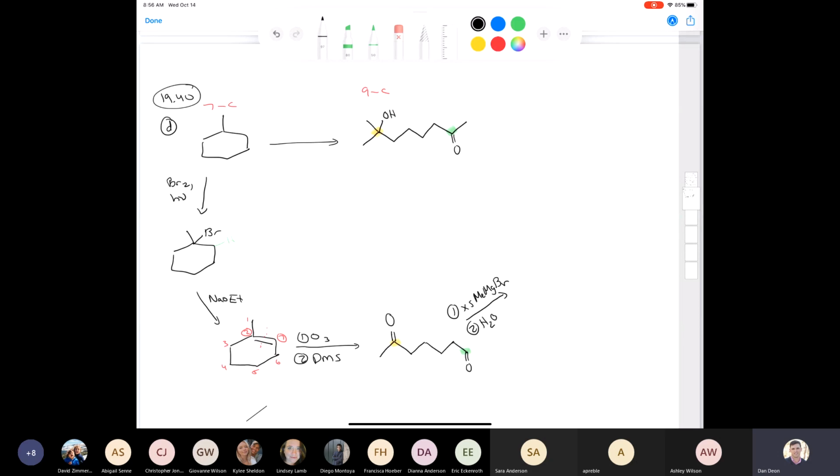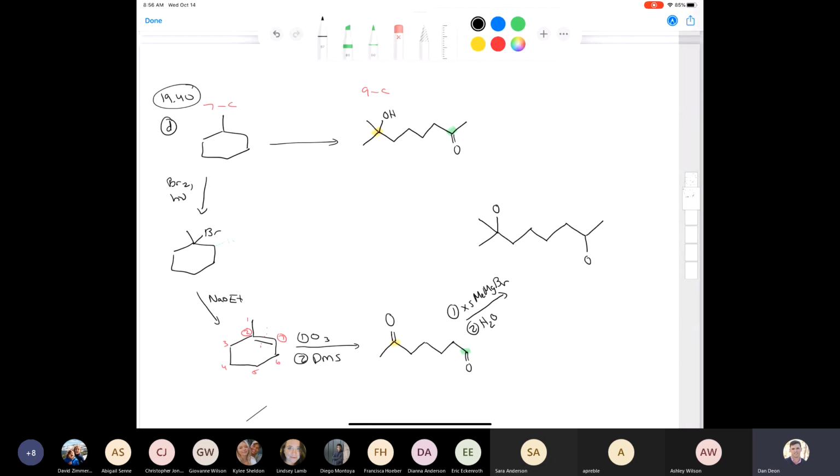And let's draw what we would get, and then let's really look at it very carefully. So we're going to have our 1, 2, 4, 5, 6, 7. Okay. We're going to have this oxygen, but we're going to have another methyl group. I'll draw it a little shorter. And we're going to have this oxygen, and we're going to have another methyl group.